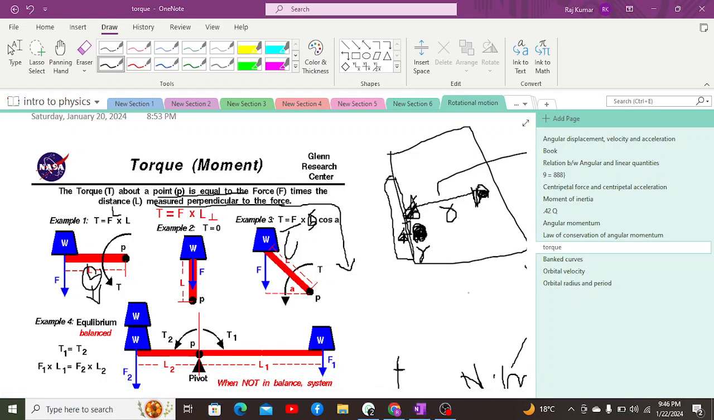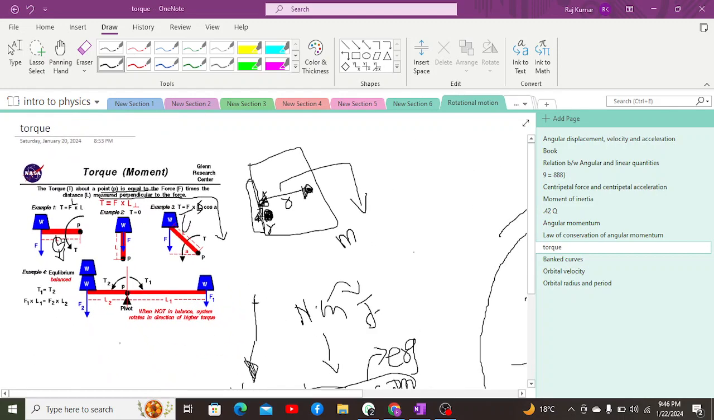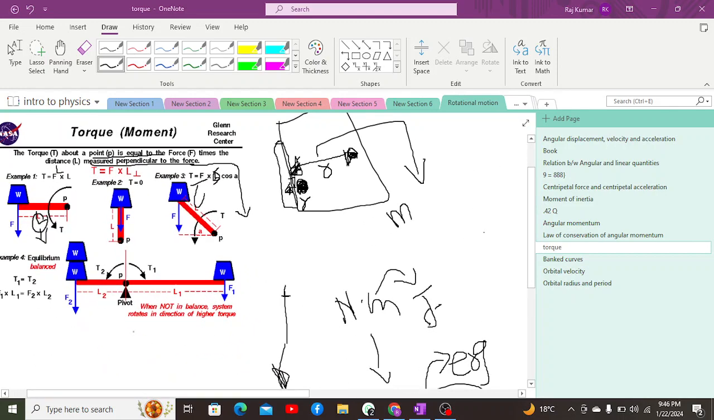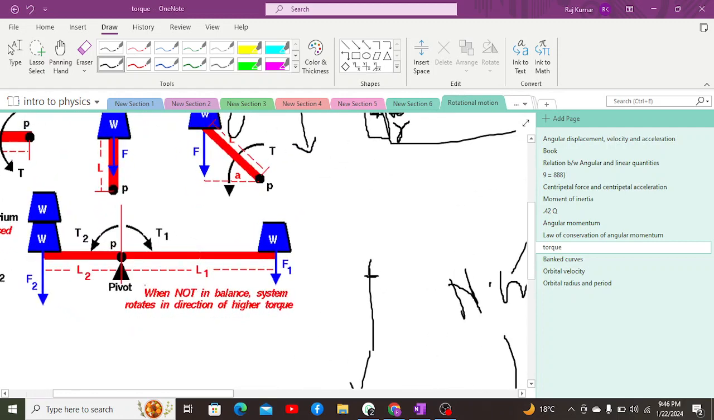After that, other conditions include equilibrium of torque. If the net torque applied on a system is not equal to zero, then the system will tend to rotate in the direction of higher torque. Suppose the pivot has more torque on the F1 side and less torque on the F2 side. Then the pivot will rotate towards the F1 side, where there is a higher torque.